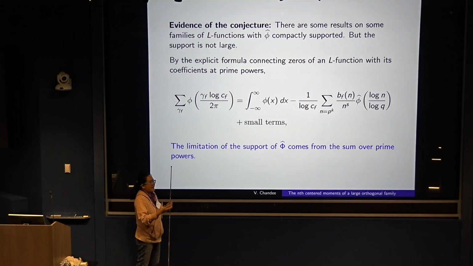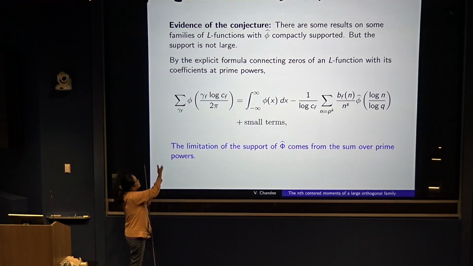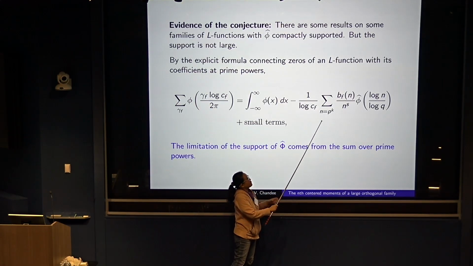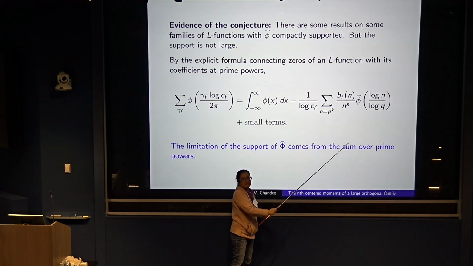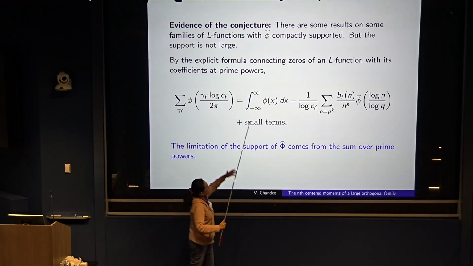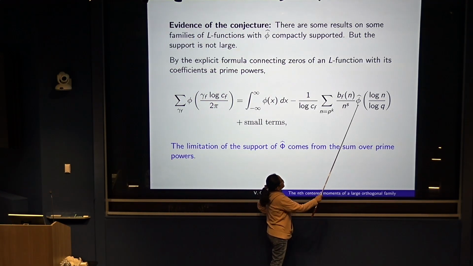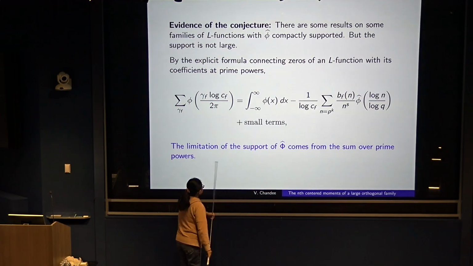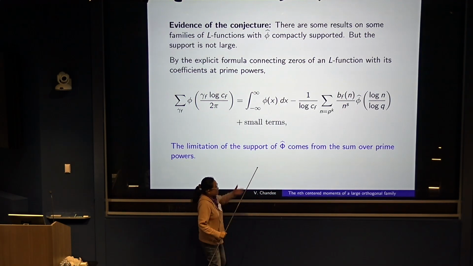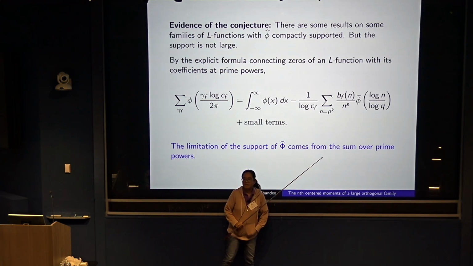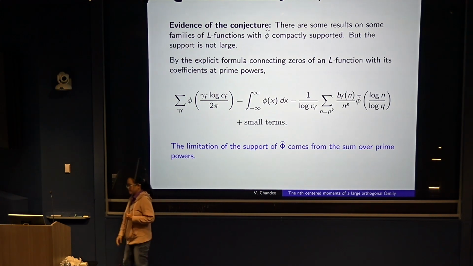You want to understand the information of the zeros of the L function, so we're going to try to understand the information about primes here, the sum over primes. And you have phi, and you do some Mellin inversion and stuff, and you get phi hat here. Okay? And the limitation of the support comes from how much we understand about this sum over primes here. All right.